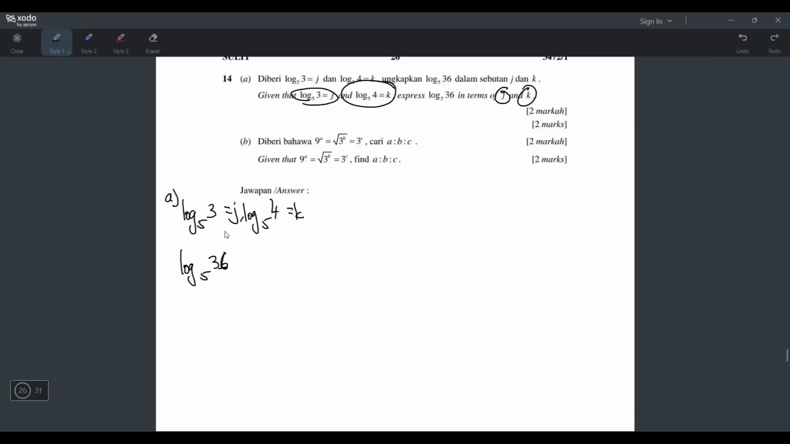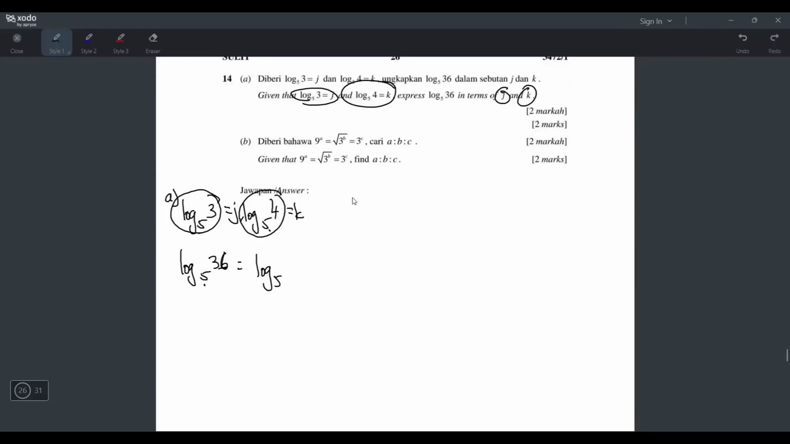So this one is already the same base. The information is base 5. The soalan is also base 5. So we don't have to change base. We can proceed, right? But I don't have log 36 base 5. I only have log 3 base 5, log 4 base 5, and log 5 base 5. Okay, log 5 base 5 is 1.